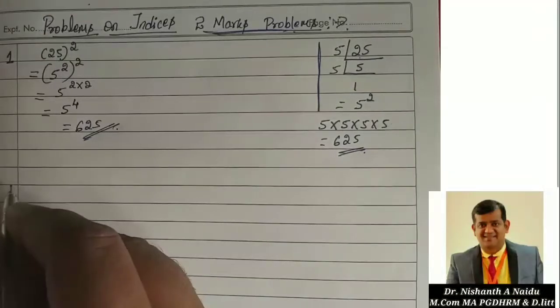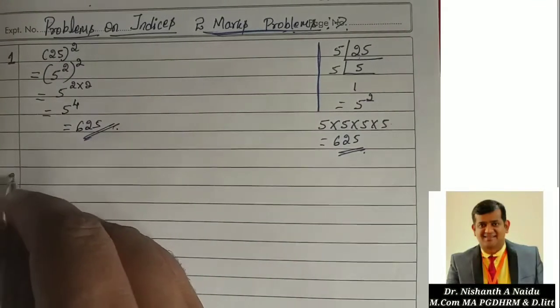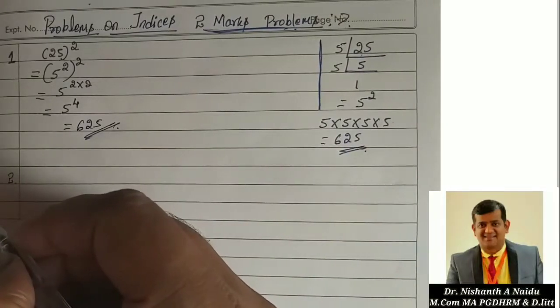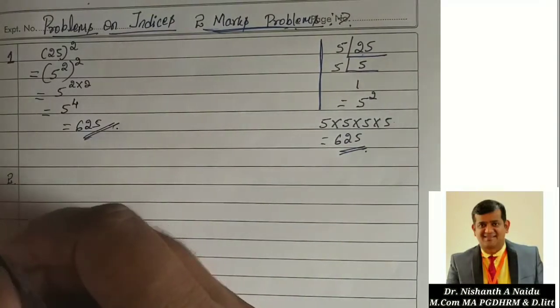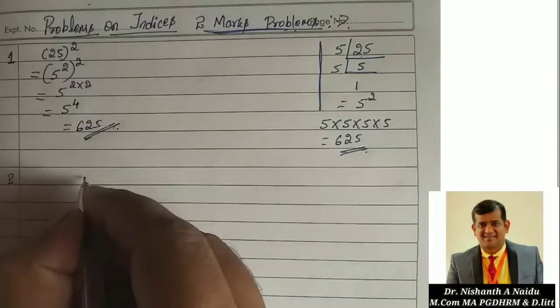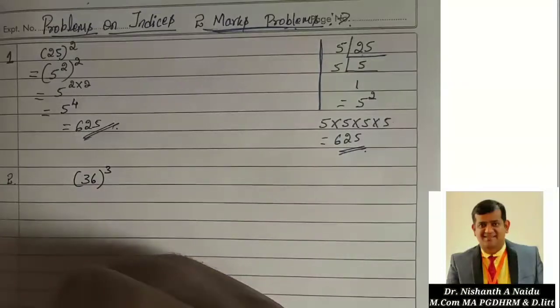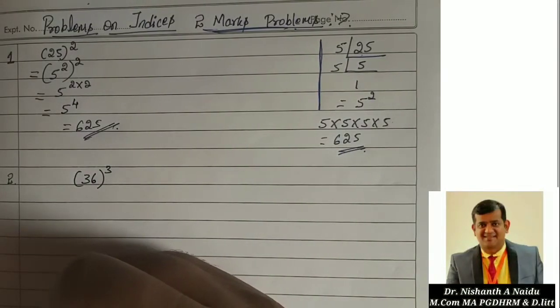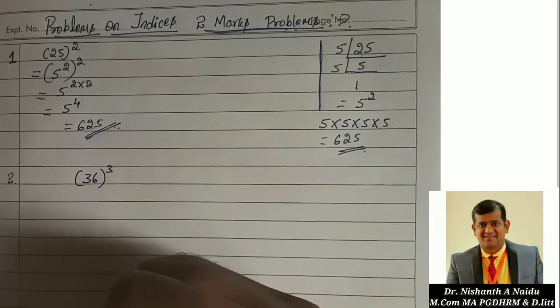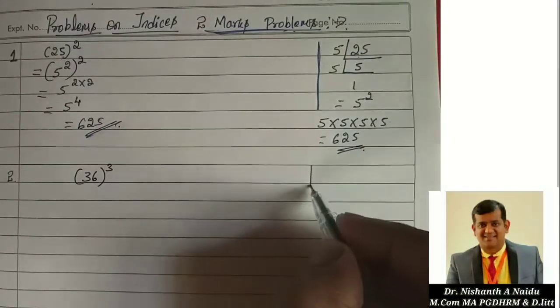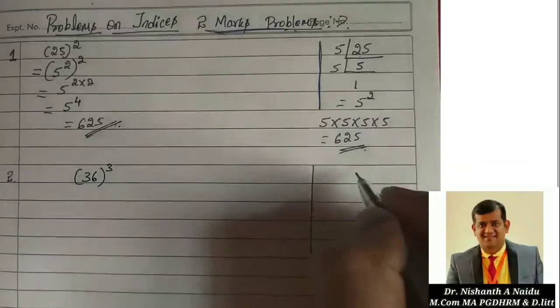So next I am going to the second problem: 36 to the power of 3. 36 whole power 3. So now again we have to do the LCM. I said already how to do it, and we have done it here. So now I am going to do the LCM for 36.